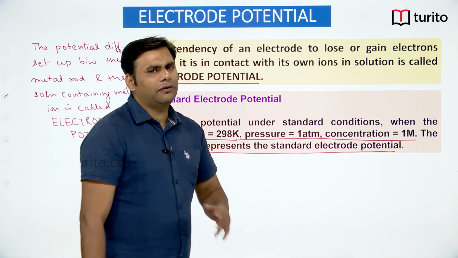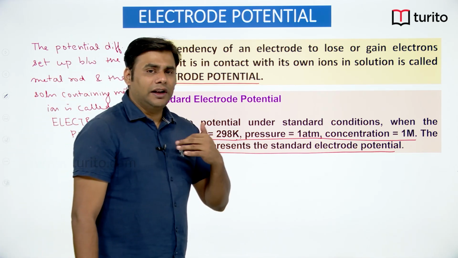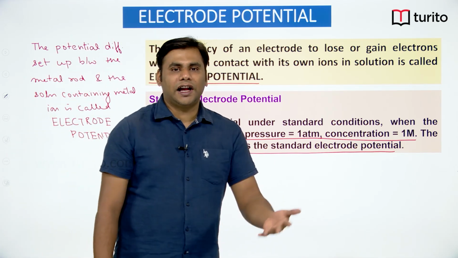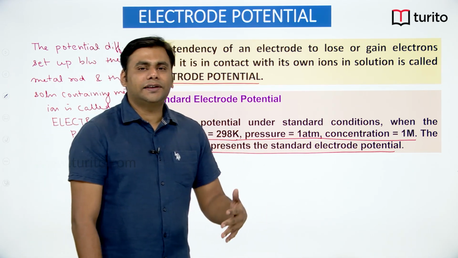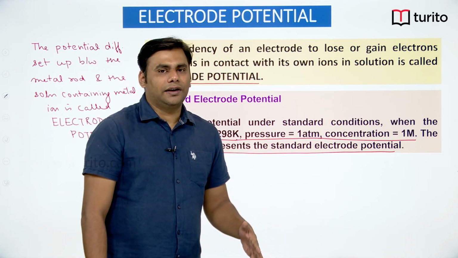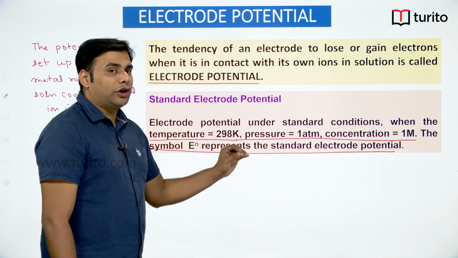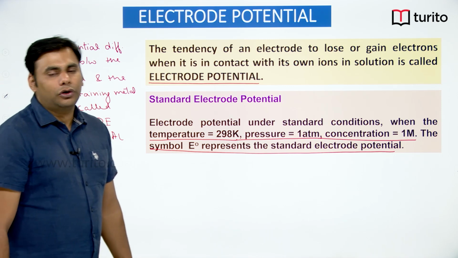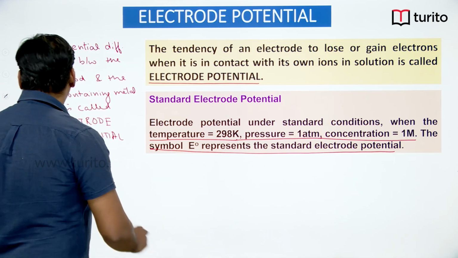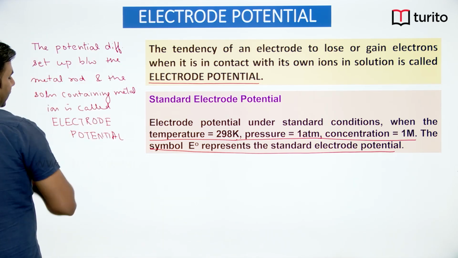That is not written over here, but it means that if there are gases involved, their partial pressure has to be equal to 1. So the activity of all the ions and gases is 1. So the electrode potential measured under standard condition is known as standard electrode potential. Let me just take an example to make you understand this.